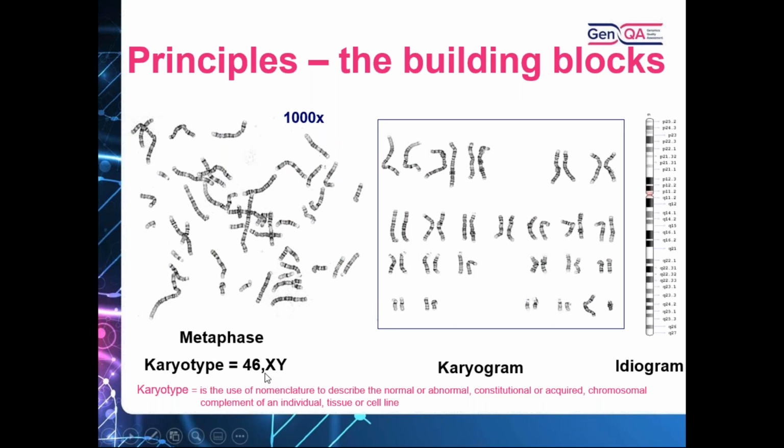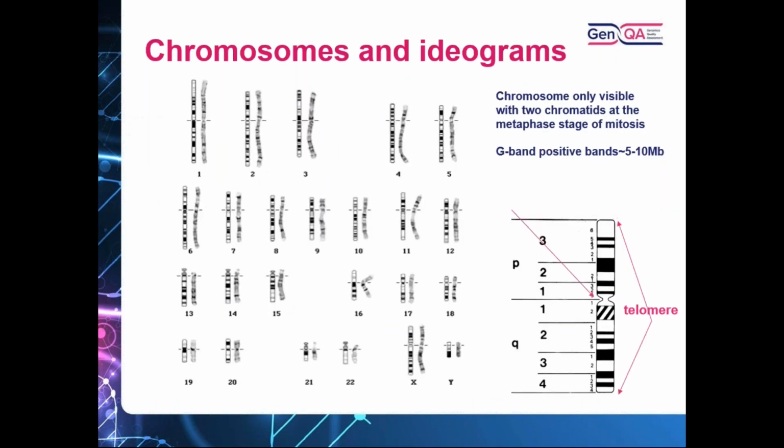give the karyotype, which would be 46,XY. This is a karyogram, and this is the ideogram. And the karyotype is the nomenclature that's used to describe normal or abnormal, constitutional or acquired chromosomal complement of an individual, tissue or cell line. It usually refers to the chromosome level.